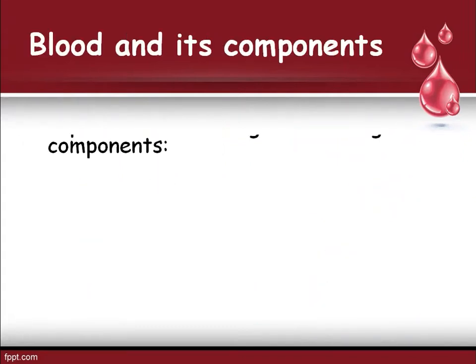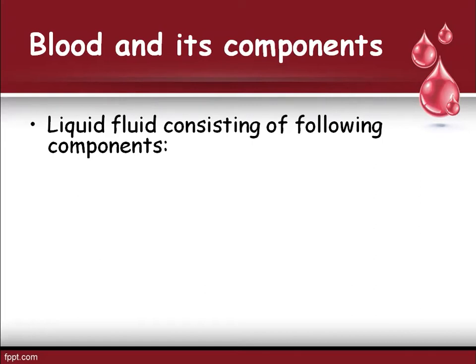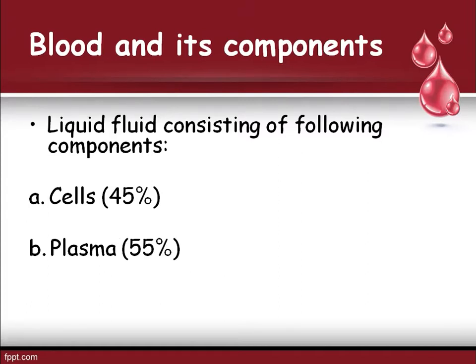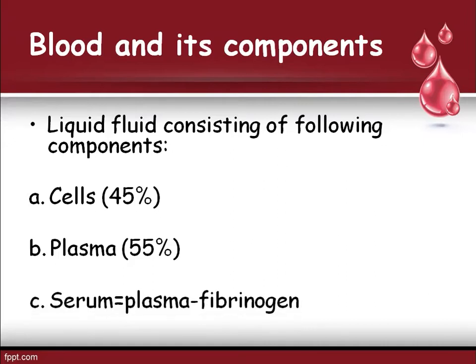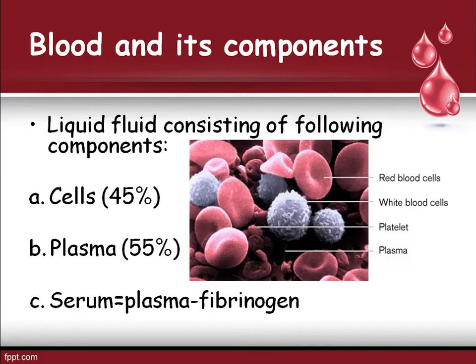Blood and its components. Blood is a liquid fluid consisting of the following components. First one is the cells, which contain 45%, and plasma 55%. Serum is equal to plasma minus fibrinogen.